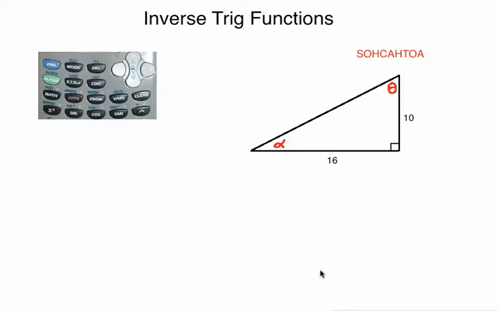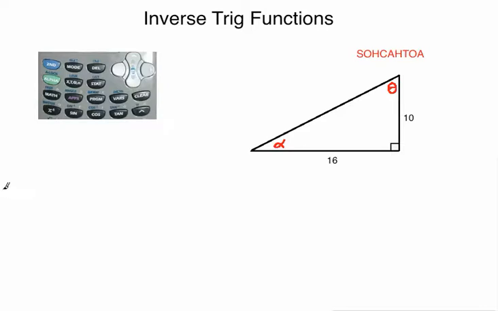Inverse trig functions are generally used to find missing angles. So you'll notice that I have some angles over here on my triangle, and I have two of the side lengths labeled. My first angle I'm going to refer to as alpha, and my second angle I'm going to refer to as theta. Generally, angles in trigonometry are Greek letters.